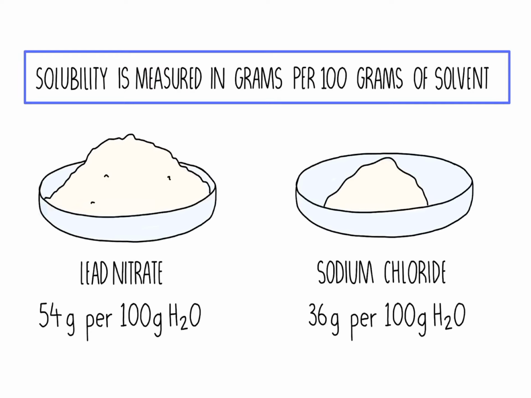This means that if I have a beaker containing 100 grams of water, and that's the same as 100 centimetres cubed of water, then I can dissolve 54 grams of lead nitrate or 36 grams of sodium chloride before the water will reach its saturation point, and at that point I won't be able to dissolve anymore.